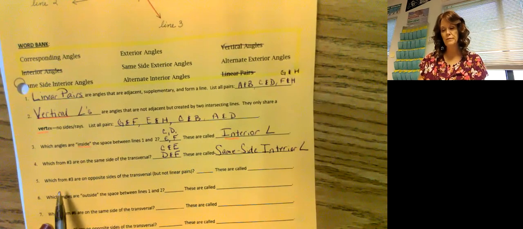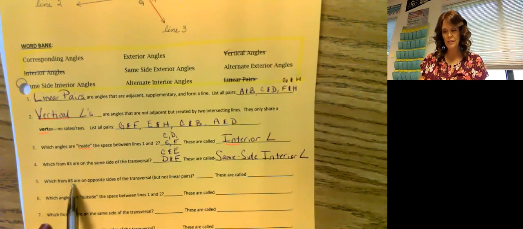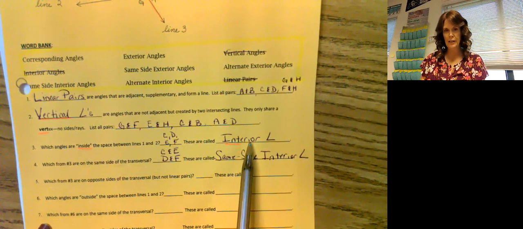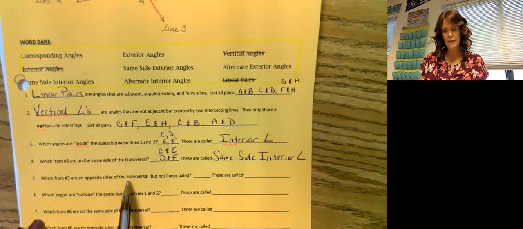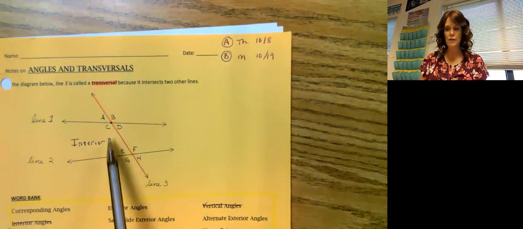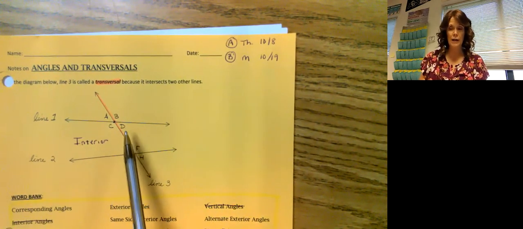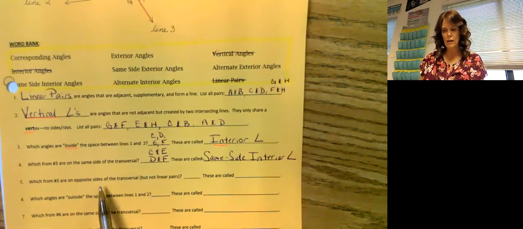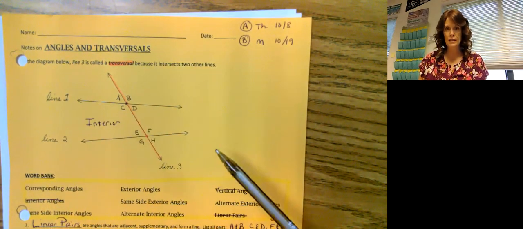For number 5, from which of these number 3 angles or interior angles are they on opposite sides? So C and D are on opposite sides, and E and F are on opposite sides, but we've already named those. Those are a linear pair. They are side by side, adjacent, supplementary, right? So it's asking what are on opposite sides, but not linear pairs. So of these 4, not a linear pair, not on the same side, but opposite sides.